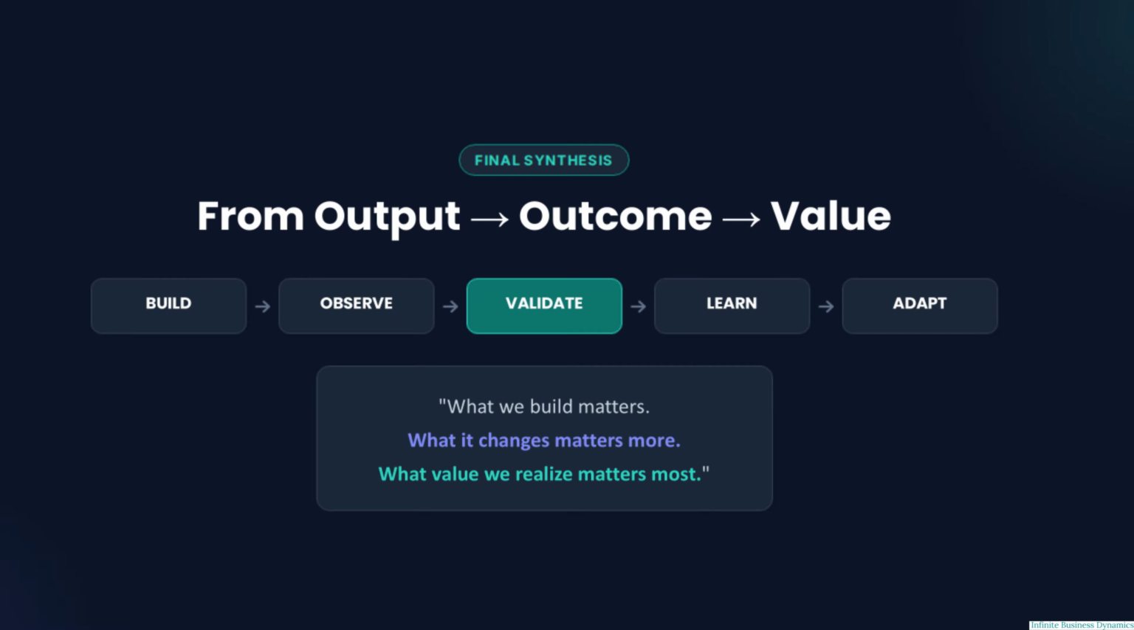What we build matters, what it changes matters more, and what value we ultimately realize matters most. The deeper message is that product development is not simply about producing more outputs. It is about creating a continuous connection between what we build, what changes, what we learn, and the value that results. And that is the essence of the expanded Scrum perspective. Build with purpose, learn from evidence, and continuously adapt toward meaningful value.